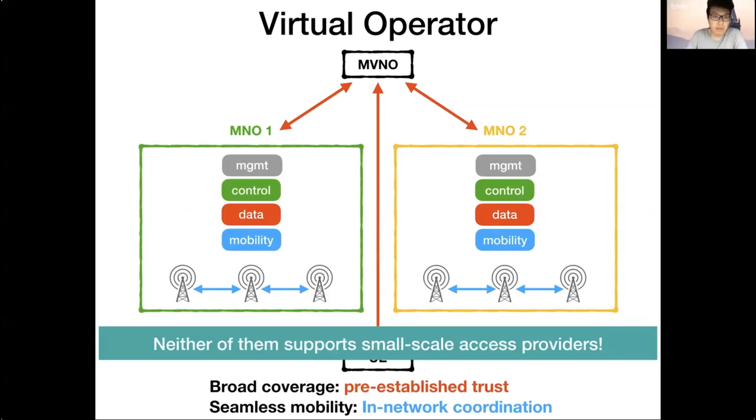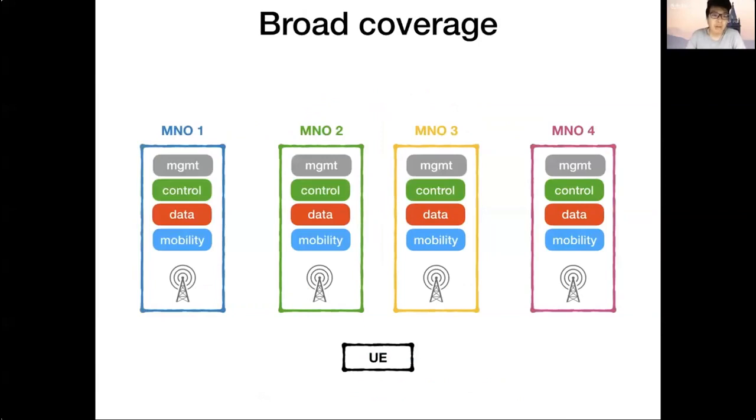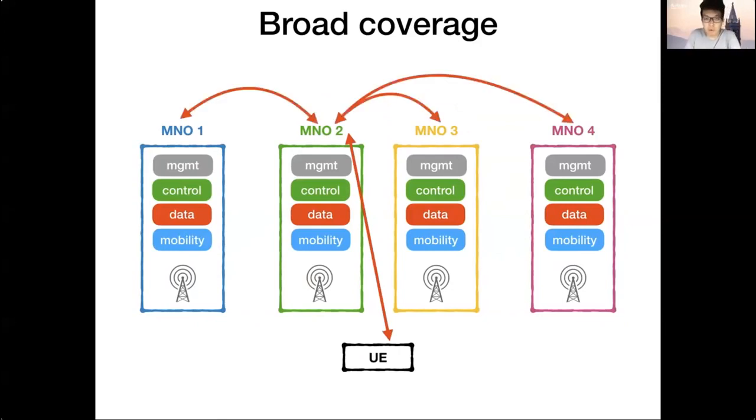To see why this is the case, let's see what happens right now if we have a large number of small-scale access providers in the system. In this example, we show 4, and let's see whether we can use today's approach to achieve broad coverage. If we follow the convention and have the user sign up with one of the operators, because the operator itself has a very small footprint, in order to provide its user with satisfactory coverage, it has to establish roaming contracts with all the other small-scale operators.